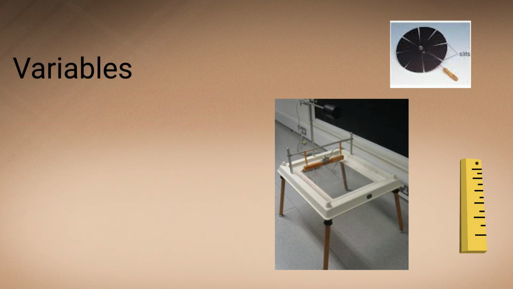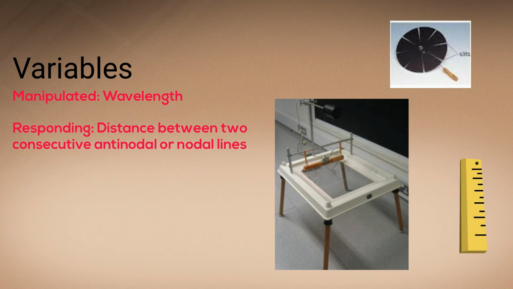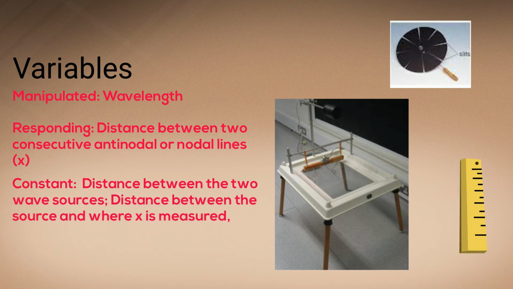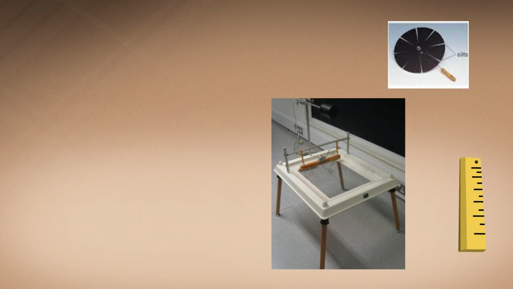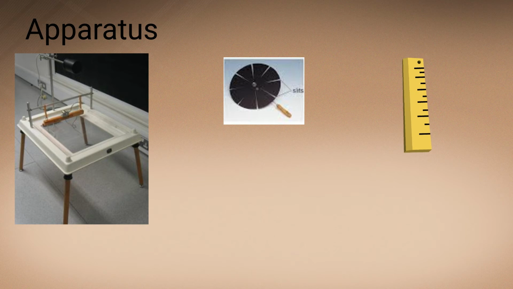These are the variables analyzed throughout the experiment. The manipulated variable is the wavelength. The responding variable is the distance between two consecutive antinodal or nodal lines. The constant variable is the distance between two wave sources, and the distance between the source and where x is measured. The apparatus for this experiment includes a ripple tank, a stroboscope, and a ruler.